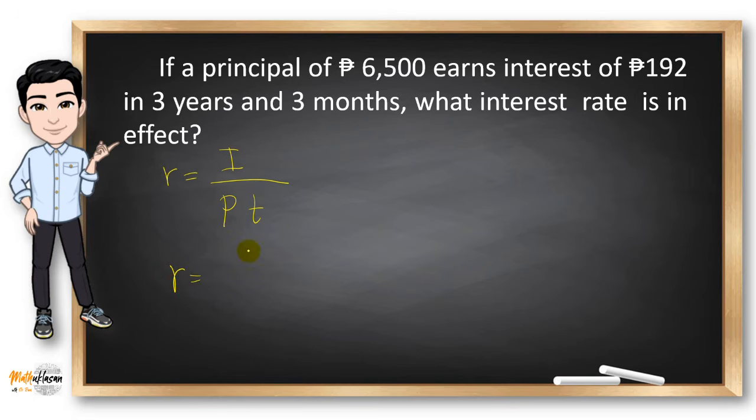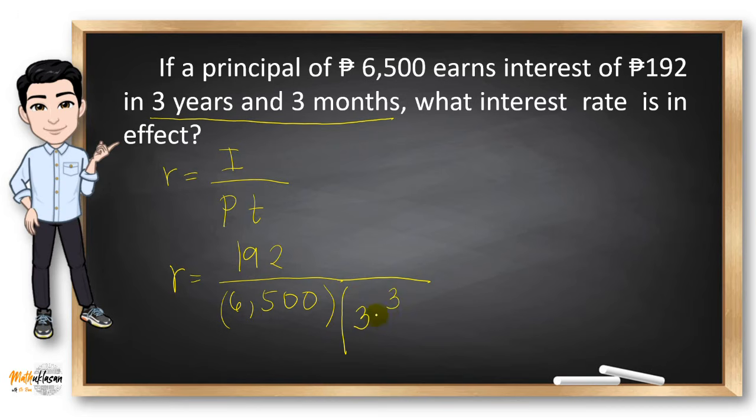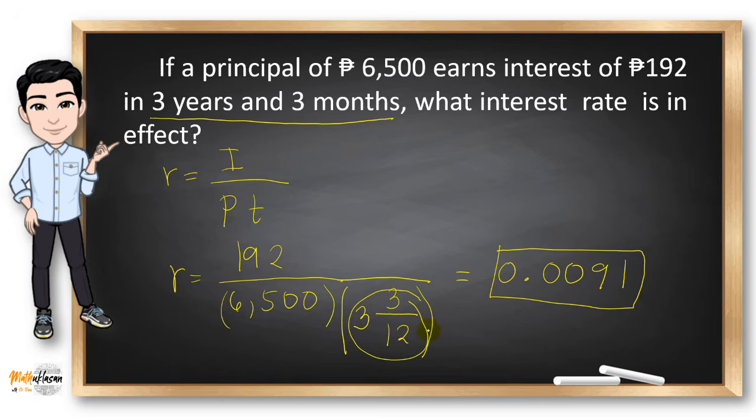Going back to the problem, the interest is 192 pesos. Divide it with 6,500 times the value of T. This time it's 3 years and 3 months, and in fraction it means 3 and 3 over 12. Using the formula, you would be able to get this value, 0.0091. I made it 4 decimal places because we have 2 significant figures here. So this rate is in decimal form. Note that 3 and 3 over 12 here is just equal to 3.25 in decimal form.